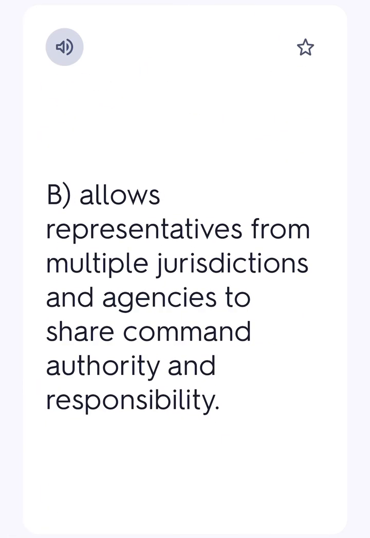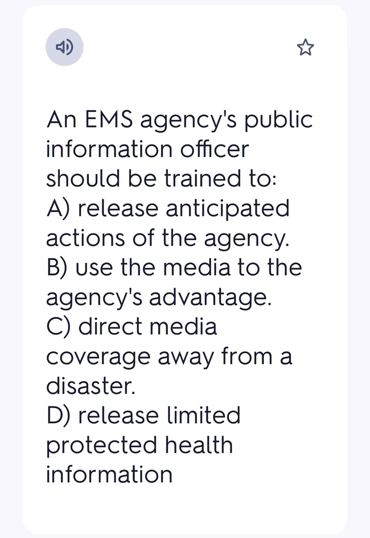B allows representatives from multiple jurisdictions and agencies to share command authority and responsibility. An EMS agency's public information officer should be trained to A. Release anticipated actions of the agency. B. Use the media to the agency's advantage. C. Direct media coverage away from a disaster. D. Release limited protected health information.